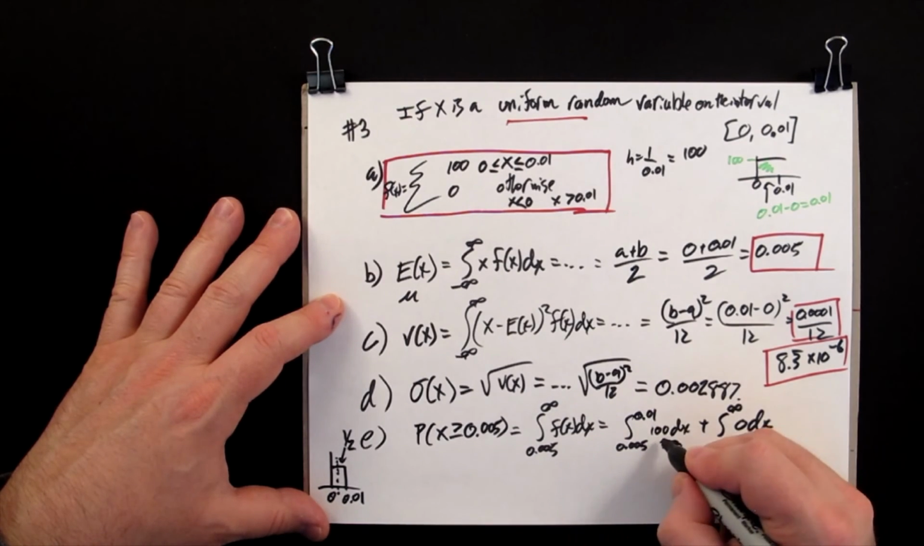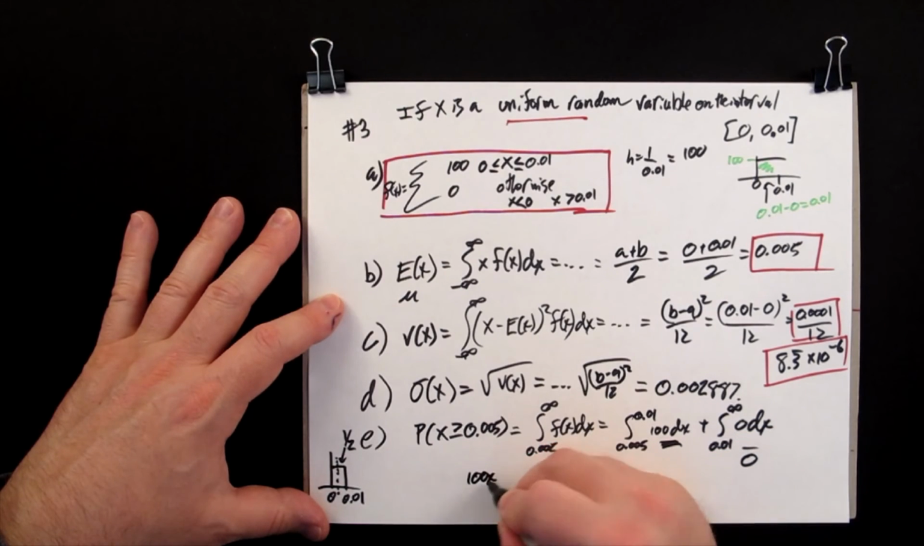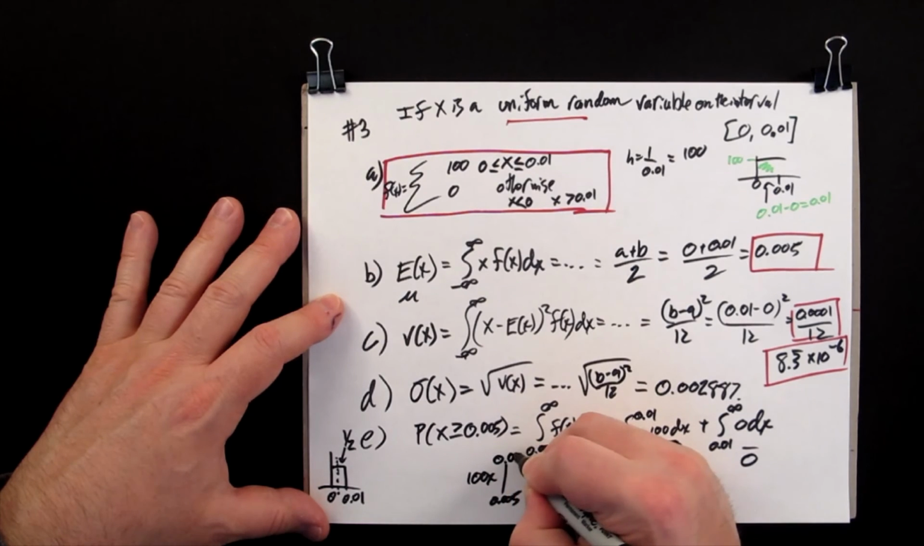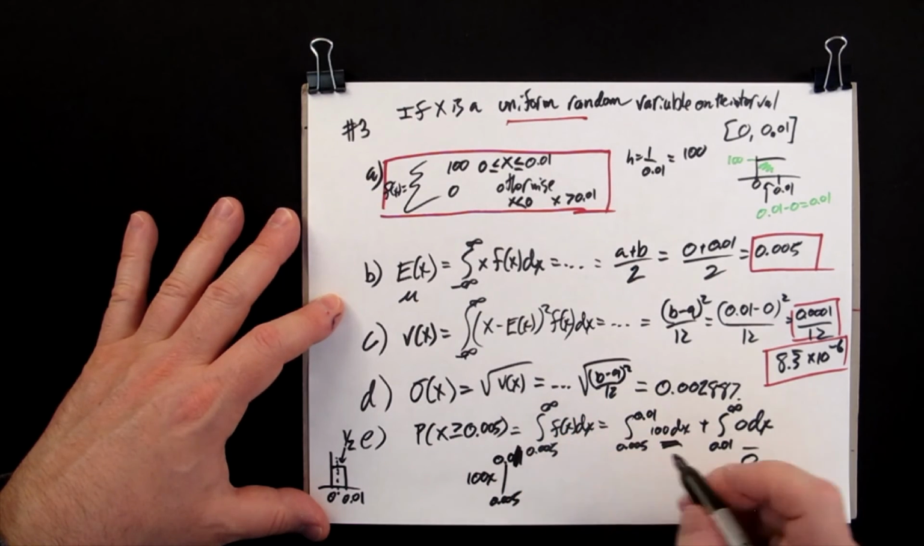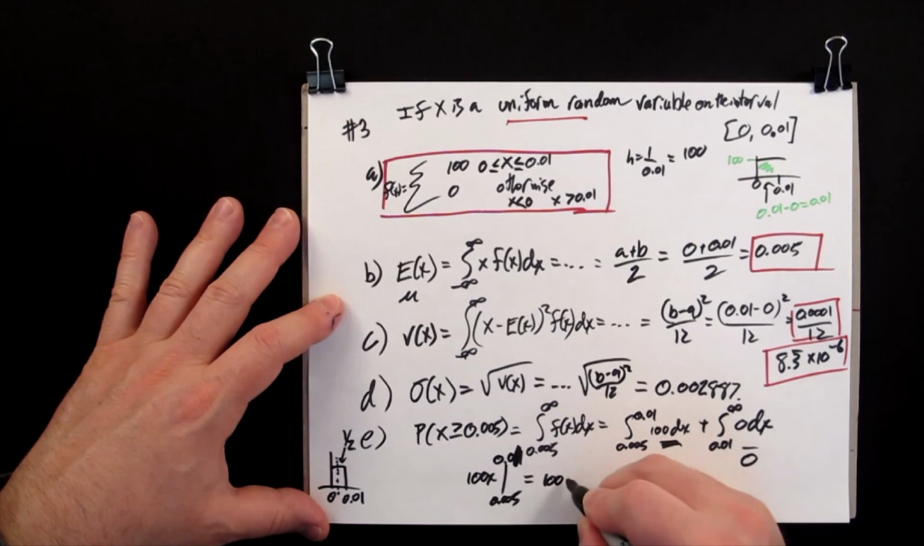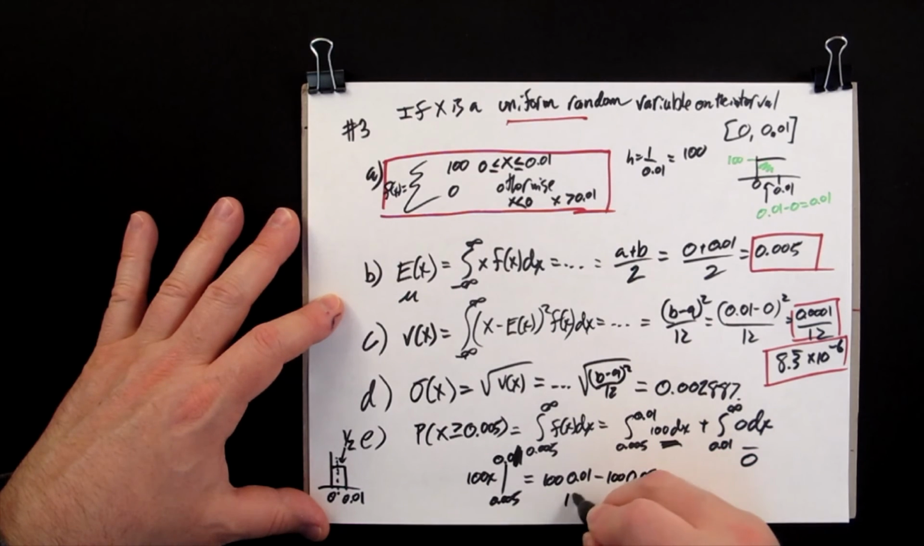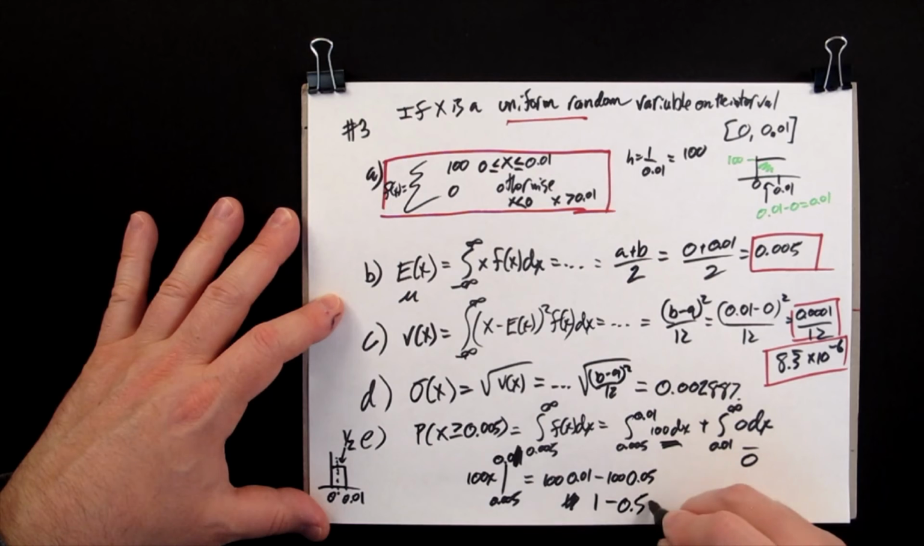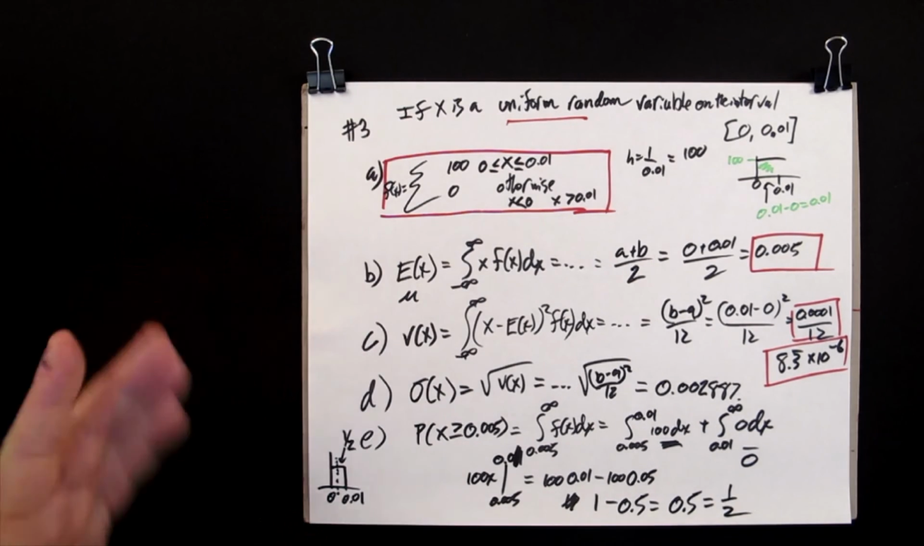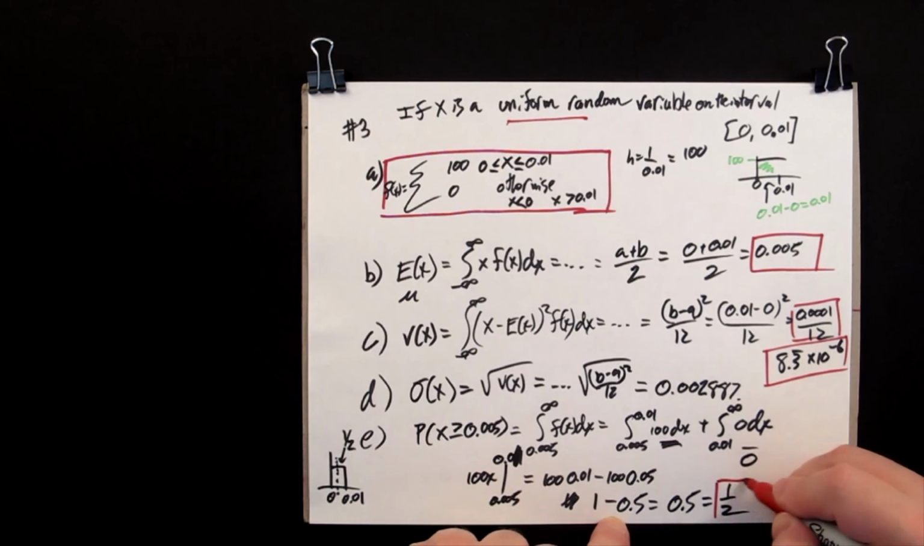Okay, so the antiderivative for this one is 100x, and then we plug in from 0.005 to 0.01. So we get 100 times 0.01 minus 100 times 0.005, so that is 1 minus 0.5, which is 0.5, which is 1/2. Okay, so that's what we expected before we did all that.